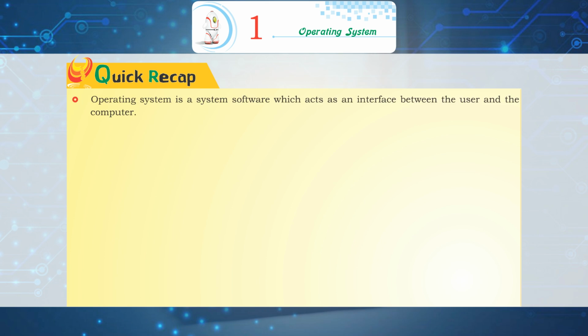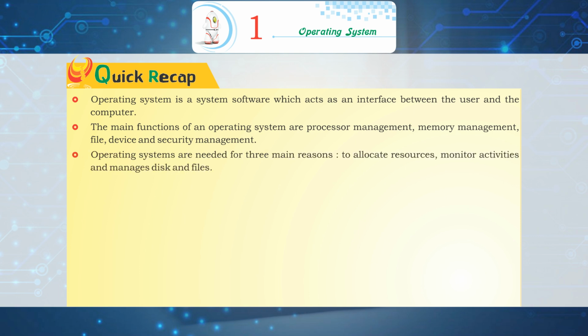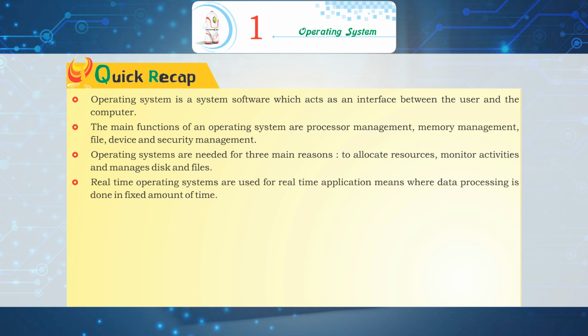Quick recap. An operating system is system software which acts as an interface between the user and the computer. The main functions of an operating system are processor management, memory management, file, device, and security management. Operating systems are needed for three main reasons: to allocate resources, monitor activities, and manage disk and files. Real-time operating systems are used for real-time applications, where data processing is done in a fixed amount of time. MVS is a batch operating system.